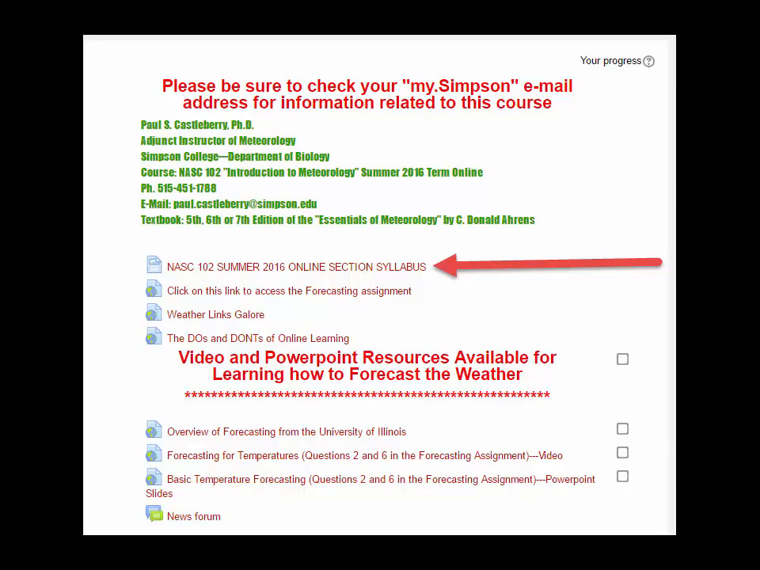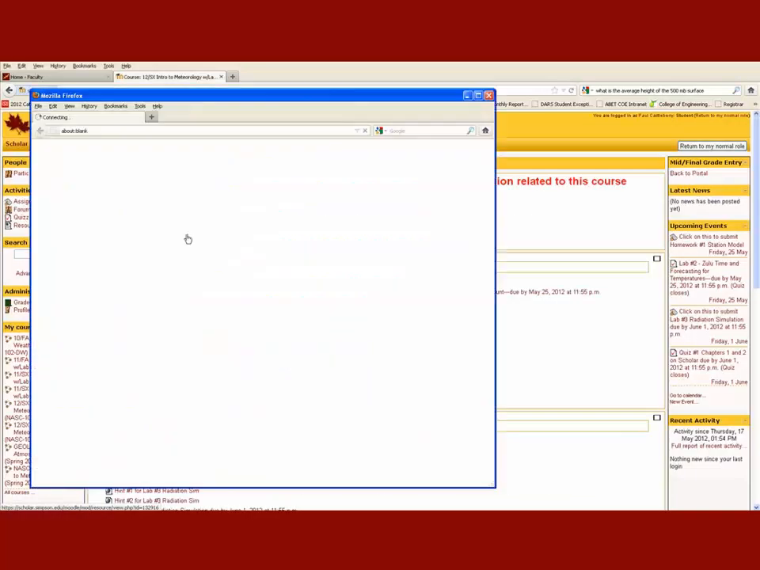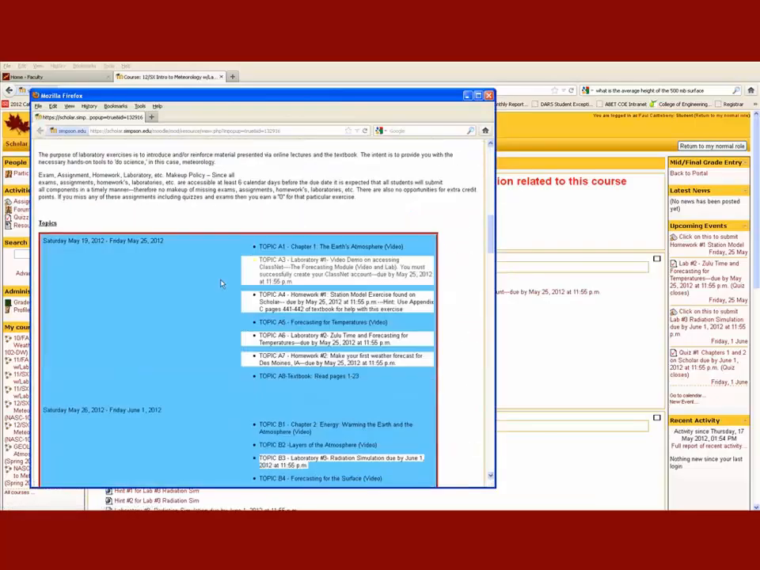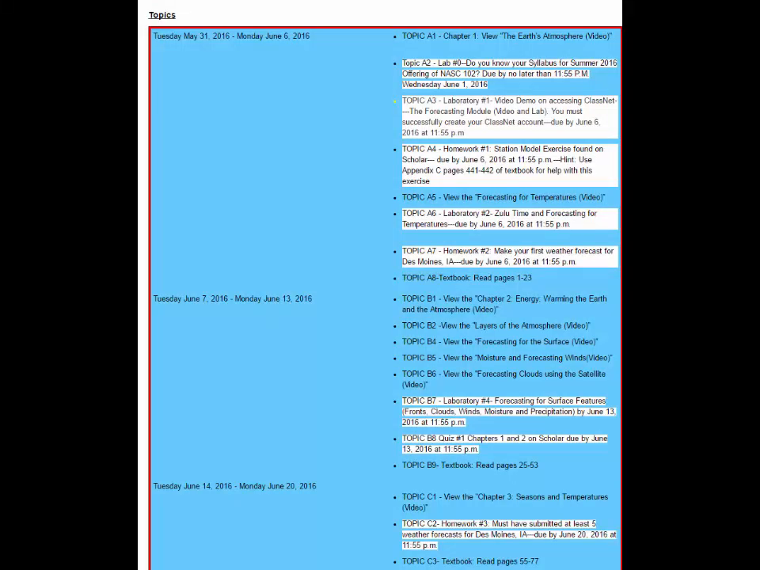I thought it might be a good idea just to take a look at how to make a forecast. In other words, if we take a look at your syllabus, and we'll go here to your Scholar site, and we'll click on the syllabus, you will notice that one of your homeworks, actually homework number 2, is to make your first weather forecast. So let me just walk you through a few items.